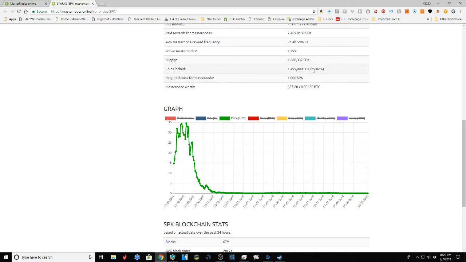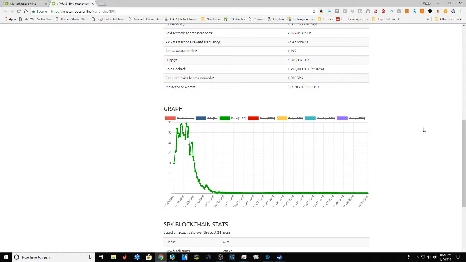This is how many coins are locked. And this is a very important figure, which I will tell you from experience, you need to verify prior to committing to setting up your Masternode. This is a good indicator. It at one time required 1,000 Sparks to set up a Masternode. It still to this day requires 1,000 Sparks to set up a Masternode. There are other coins that I'm into that have changed the collateral requirement for Masternodes.